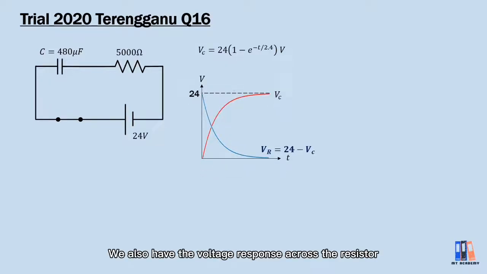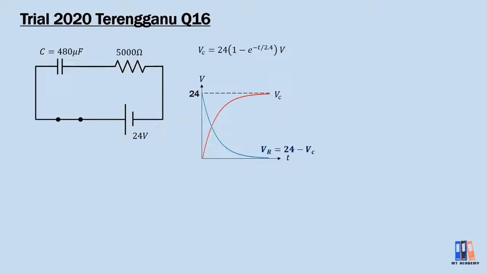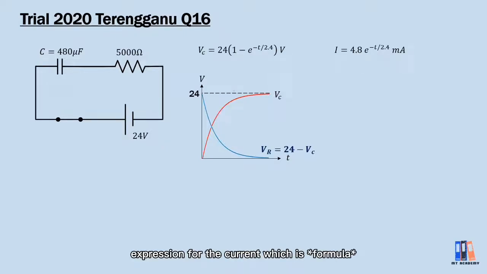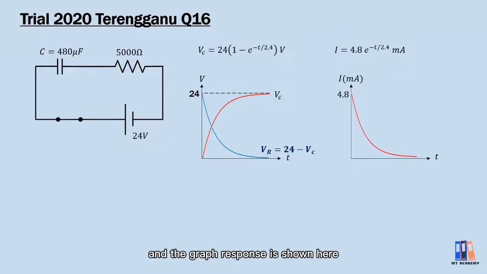We also have the voltage response across the resistor, which is given as 24 minus the voltage across the capacitor. Next, we also derived the expression for the current, which is 4.8 e to the power of negative t over 2.4 milliampere. The graph response is shown here, that the current reduces exponentially from 4.8 milliampere to 0.